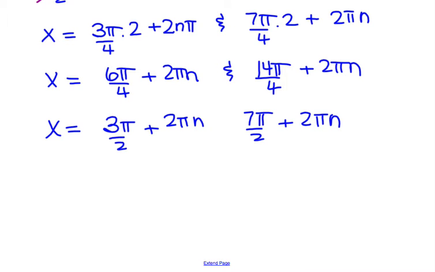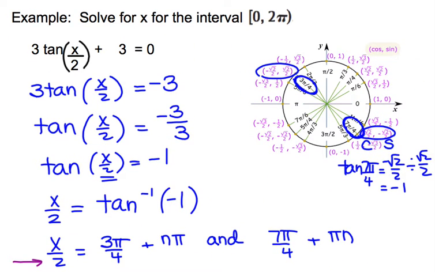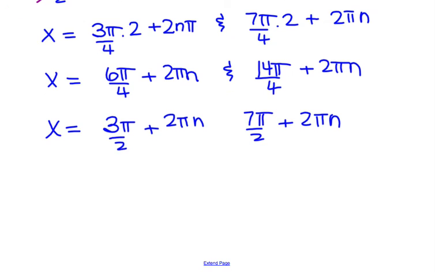Now, one of these answers is not going to hold true because we only want the solutions from 0 to 2 pi. So if we graph the first angle of 3 pi over 2, notice this would be pi over 2, 2 pi over 2, 3 pi over 2. Oh, that one works. It's in the first revolution. So this solution is good. Now if we go more than one revolution around, 2 pi n, we'd be outside the interval range.